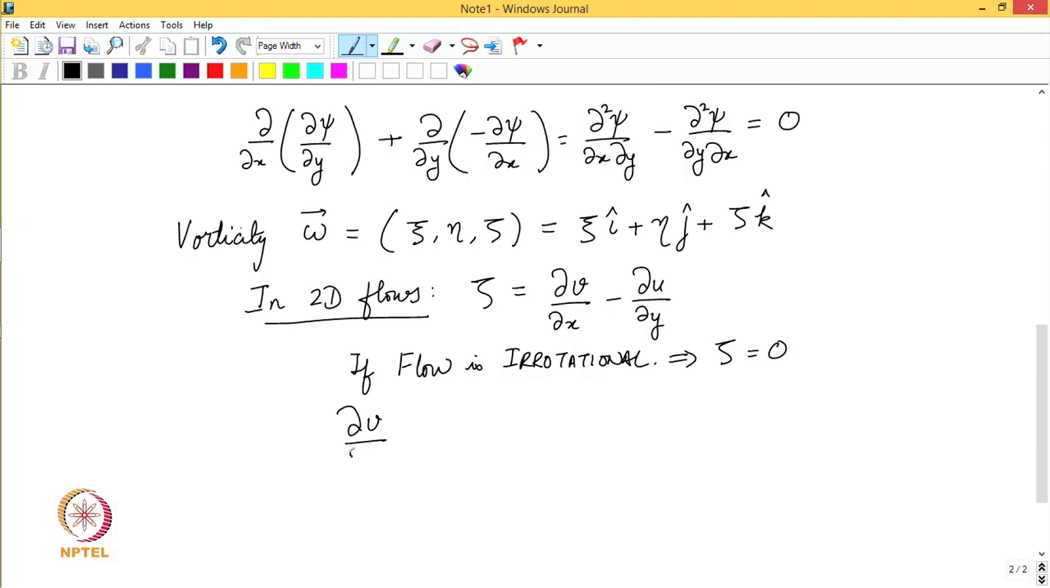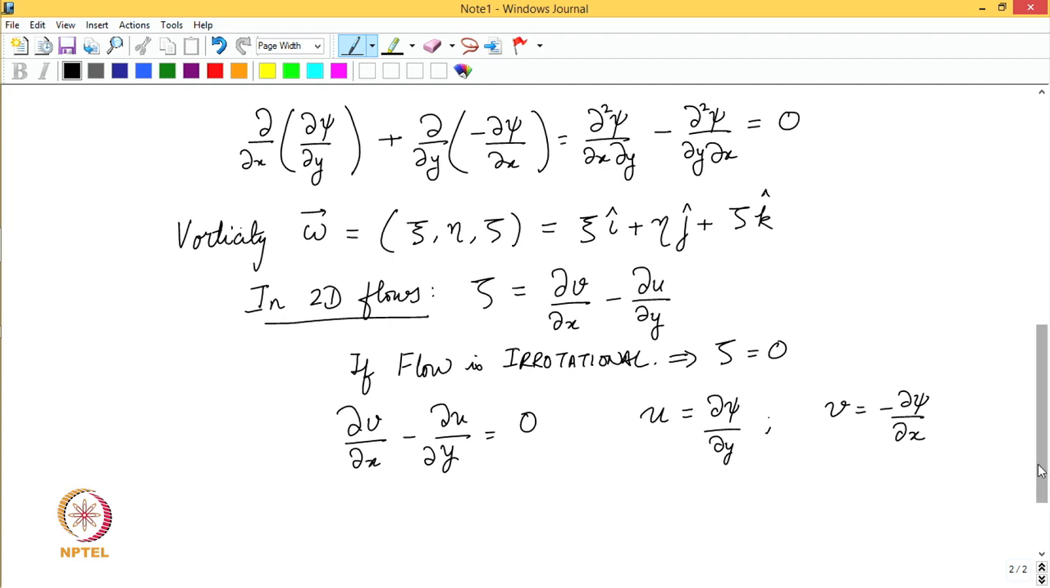What it means is dv dx minus du dy is 0. Now, what I am going to do is substitute the definition of the velocity components u and v in terms of the stream function. So, we will say u is d psi dy and v was minus d psi dx.